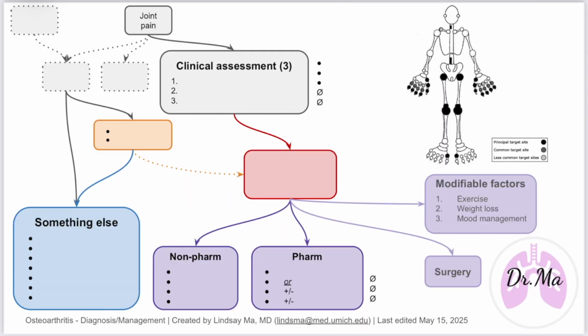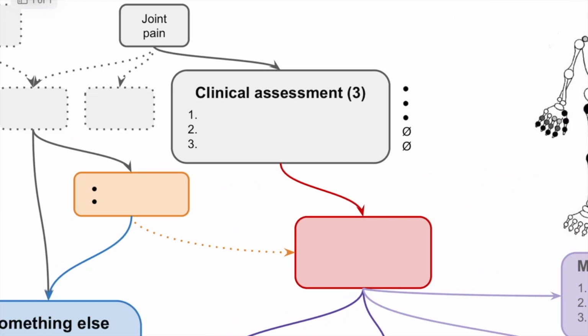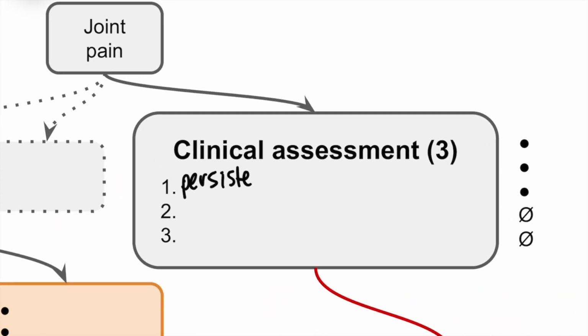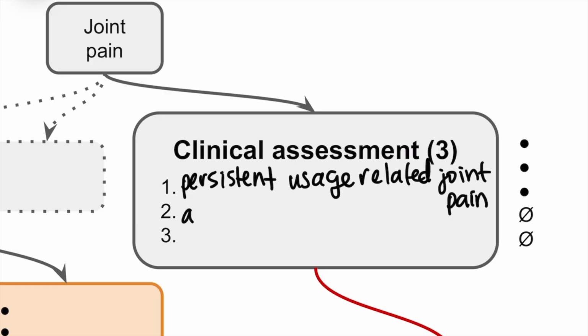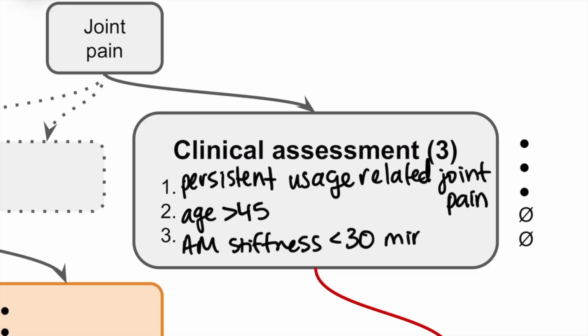First off, OA is a clinical diagnosis, so no tests are actually required, and rather, an assessment of 3 items can help you confidently make a clinical diagnosis. What might those be? Well, the first would be persistent usage-related joint pain. The second is age greater than 45 years old, and morning stiffness that is less than 30 minutes.